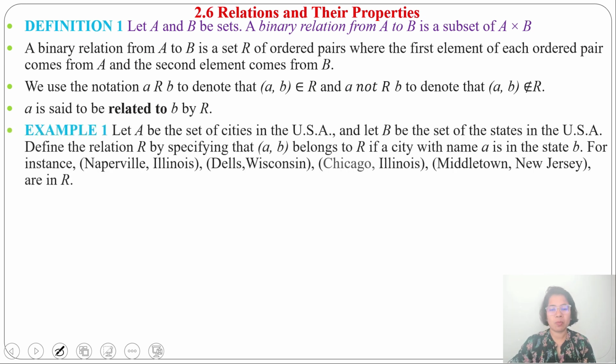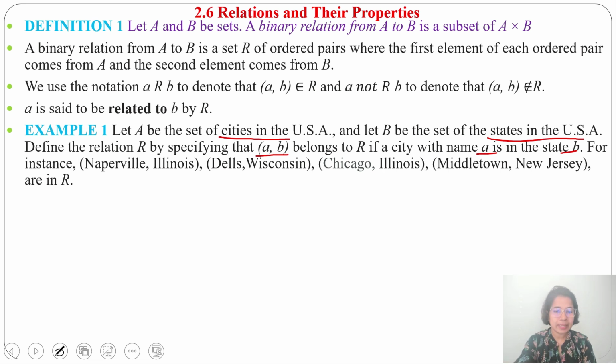Let's say example 1. It's about the city and state relationship. Let A be a set of cities in the USA and B be a set of states in the USA. So define the relation R by specifying that (a,b) belongs to R if the city with name a is in state b. Meaning if city a belongs to state b, then there is a relation.